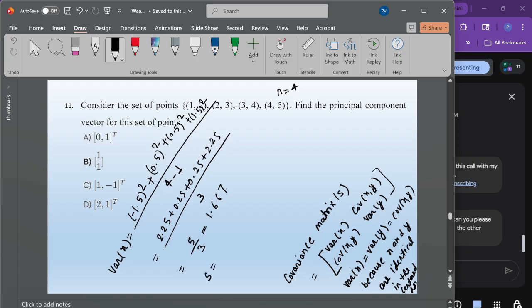Now the covariance matrix will have 1.667 in all entries, all the values are identical. The principal component is the eigenvector corresponding to the largest eigenvalue of the covariance matrix. But here all the values are equal. So for a matrix where all entries are equal, say a, the largest eigenvalue lambda is equal to 2a. So I'm just writing it here.